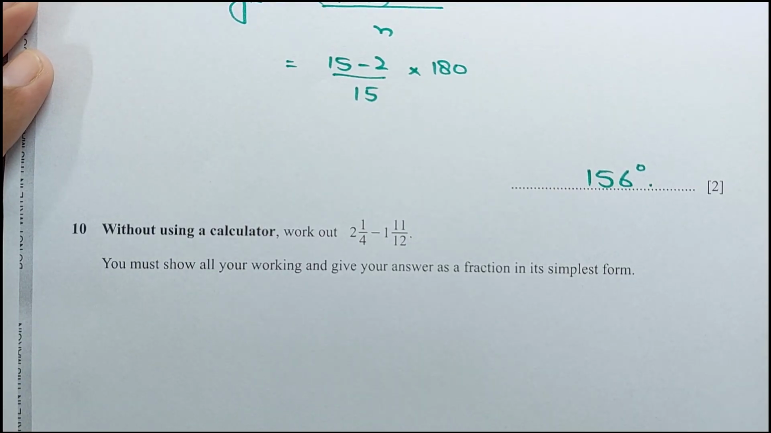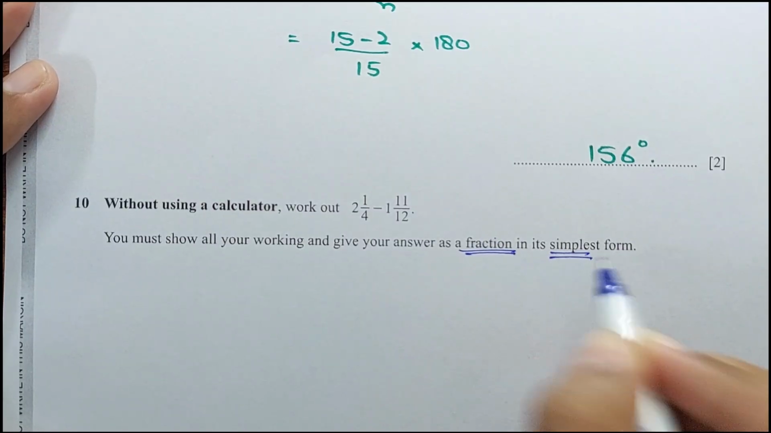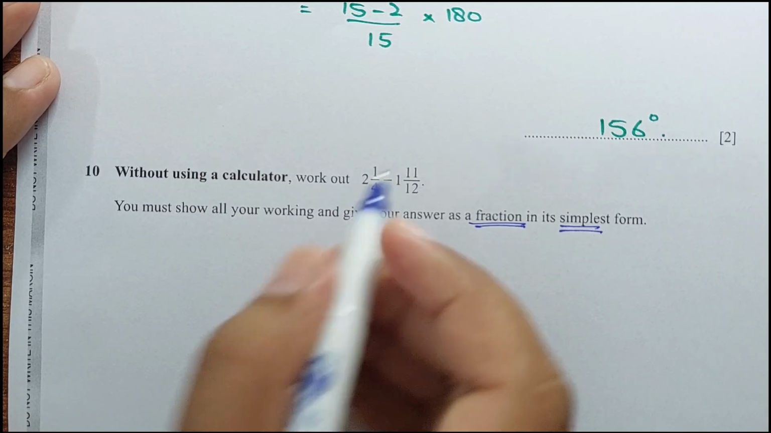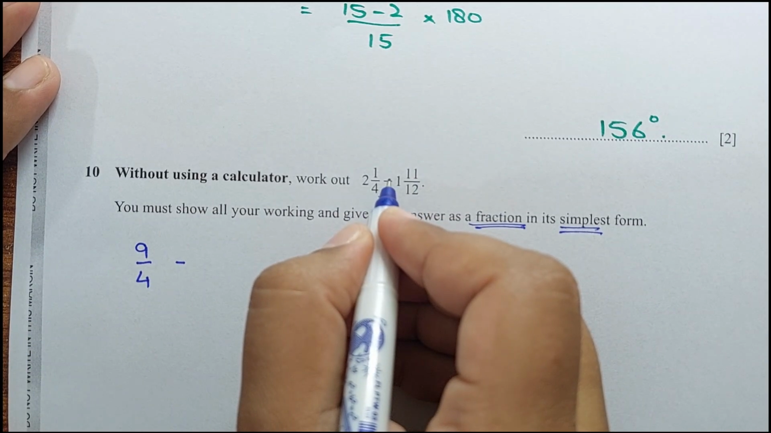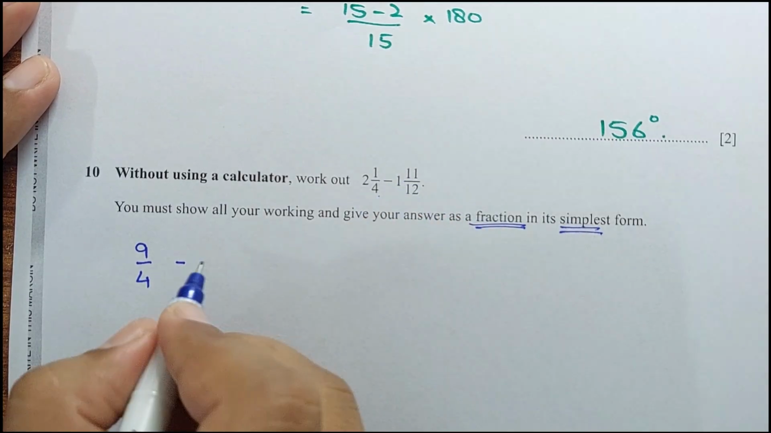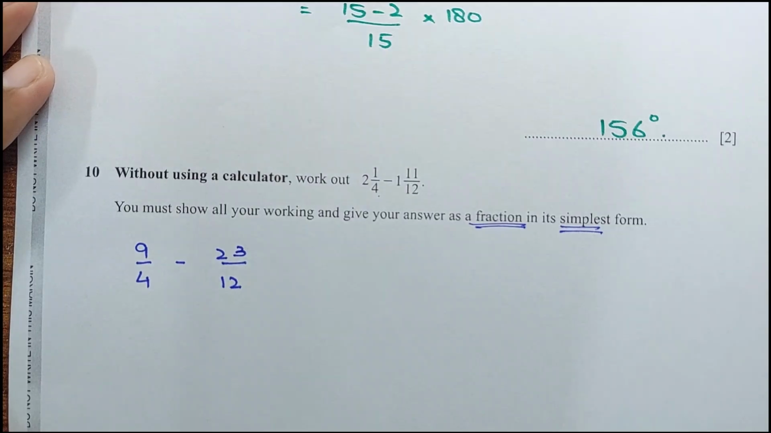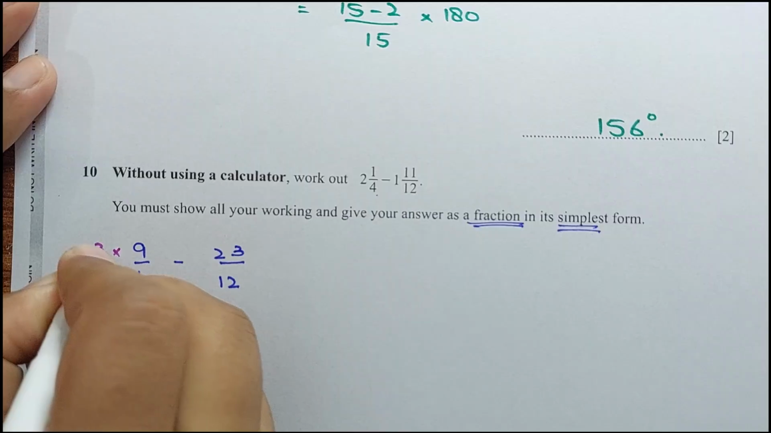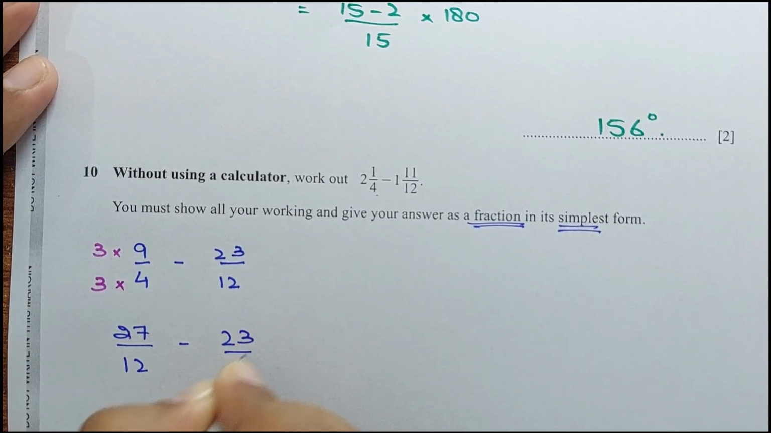Question number 10, without using a calculator, you have to work out. You must show your working, give the answer as a fraction in its simplest form. Okay, so the first step, 4 times 2 is 8. 8 plus 1 makes 9 out of 4. Subtract 12 times 1 is 12, in 12 add 11, which is 23 out of 12. Okay, you have to make the same denominator. So 12 is a common denominator. 4 times 3 makes 12, so times it by 3. 3 times 9 is 27 and 3 times 4 is 12, minus 23 over 12.